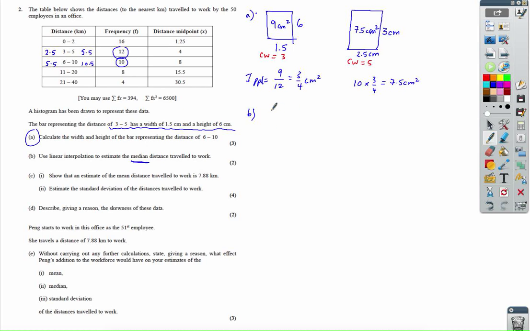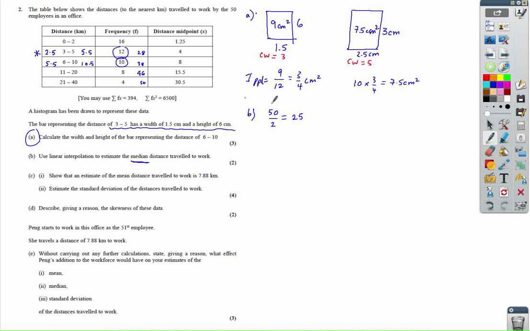Use some linear interpolation to estimate the median. Remember, the median is the middle value. So because it's over 30, you can just say 50 divided by 2. So I'm looking for the 25th person. You could do the 25th and a half person if you wanted to get the same amount of marks. So the 25th person, 16 people in that group, running total gives me 28 in that group. That would give me 38, 46, 50. So the 25th person will be in this group again.